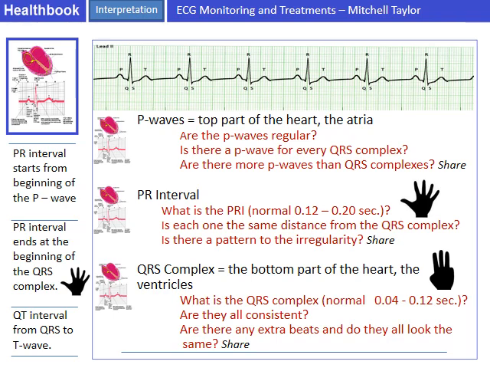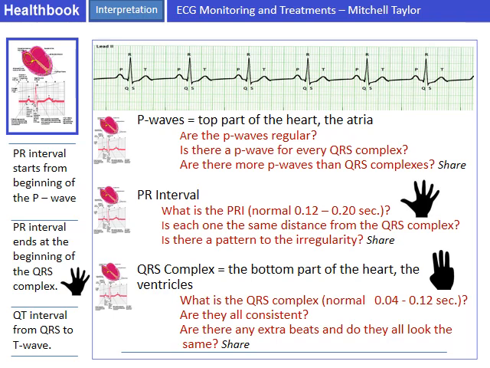Okay, and then we could check the PR interval on other ones, to make sure that's correct. That's what I'm getting with all the other ones. And so my PRI, I'm calling 0.18. Is that what you got? Good.